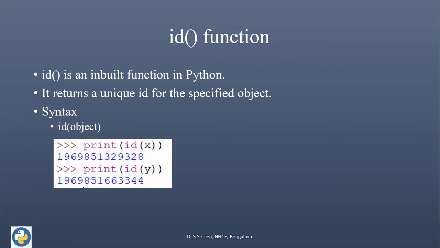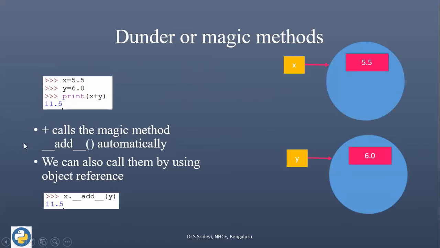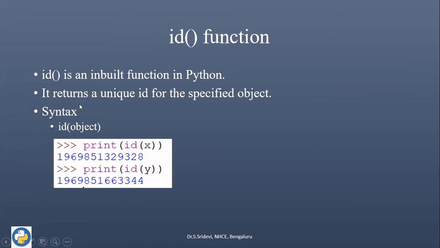In the previous example, we have created two objects x and y, both of the type float. So now let's see how to print the ID of those objects. I can call print, and within the parenthesis, I can pass id of x. This id of x is a function, and this function will return the ID of the object x, and print will finally be printing that value. Similarly, we can print the ID of the object y by calling print of id of y.